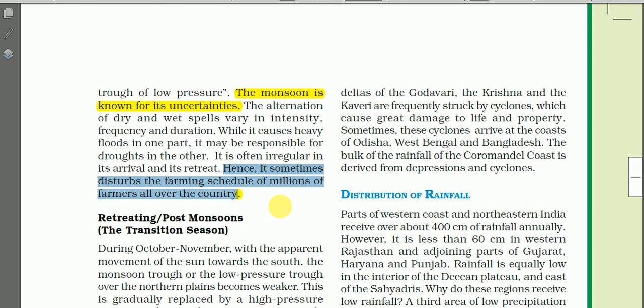We know that India is an agrarian country, and 58% of the total population are farmers, and these farmers depend on the monsoon rainfall for their farm operations. Whenever the monsoon is late, the farming schedule of the farmers is disturbed. So that is the point mentioned here. So this is about the nature of the Indian monsoons.